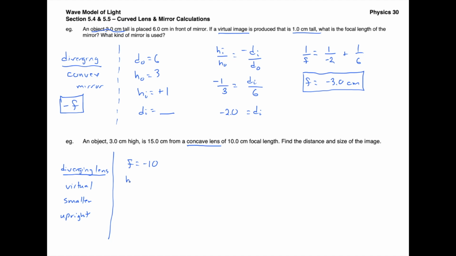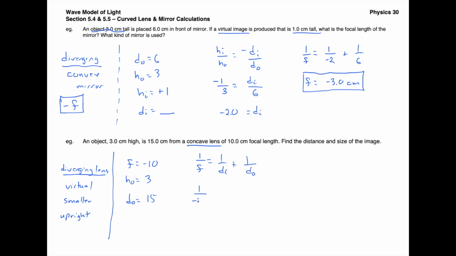3 centimeters high, that's going to be that HO value. Those are always positive. And then 15 centimeters from the lens, that's that DO value, and those ones also are always going to be positive, regardless of the type of lens. So we want the distance away, and then the size or the height of the object. So we can start with that DI value using the 1 over F equation. So 1 over F equals 1 over DI plus 1 over DO.